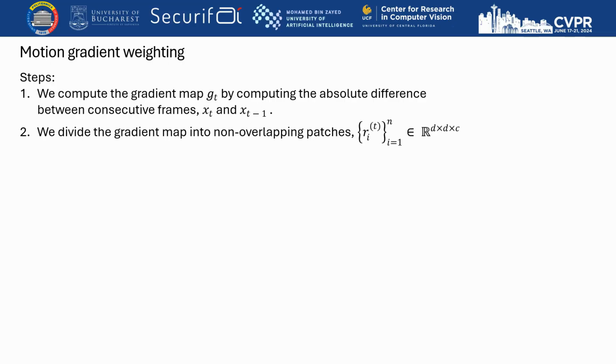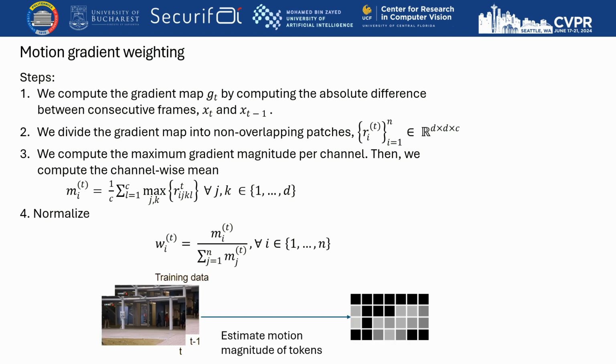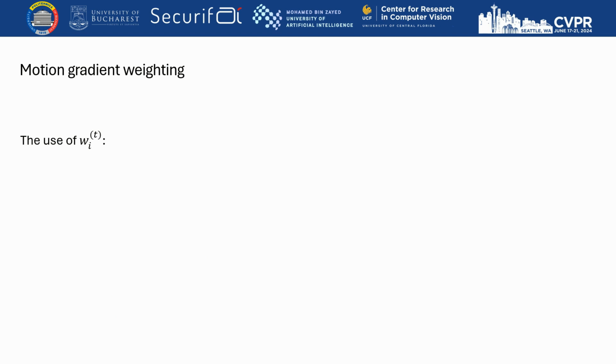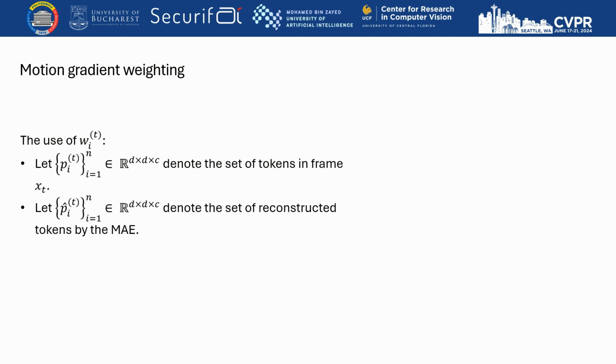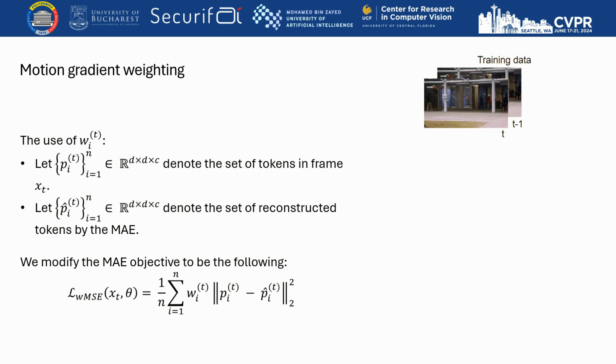Further, we compute the maximum gradient per channel, and then the channel-wise mean. And finally, we normalize these values and consider the results as weights, W, in our pipeline. We use W to weigh the reconstruction loss between the tokens of the real frame and those of the reconstructed frame. Visualizing this, given two consecutive frames, we mask the tokens of the current frame.